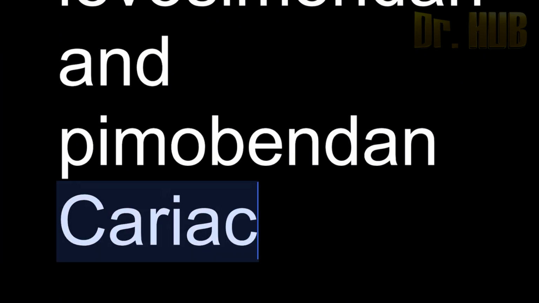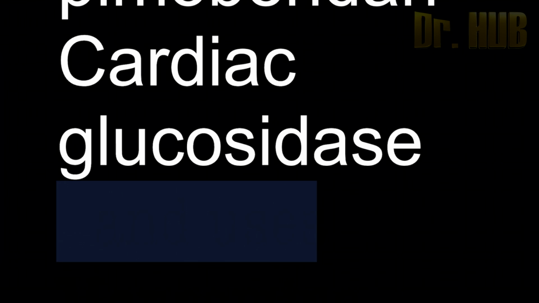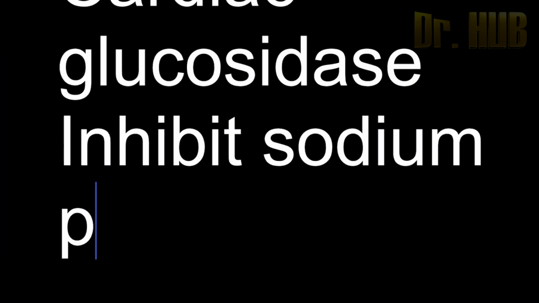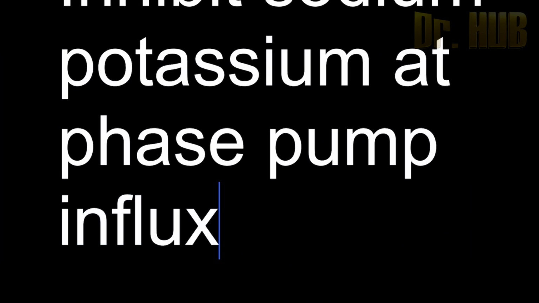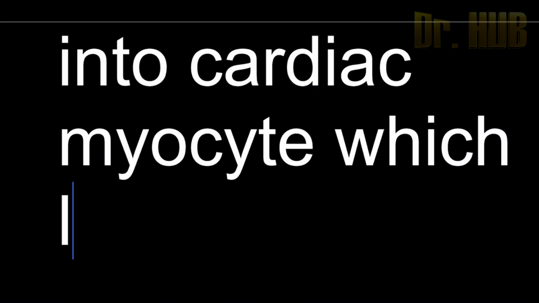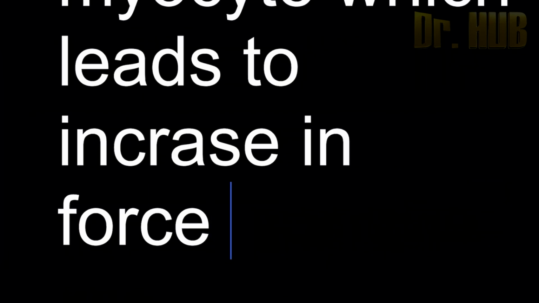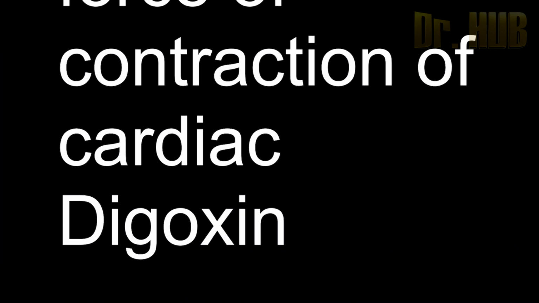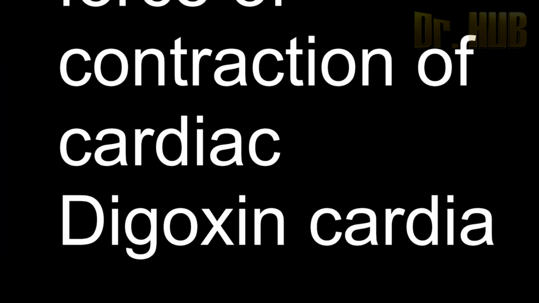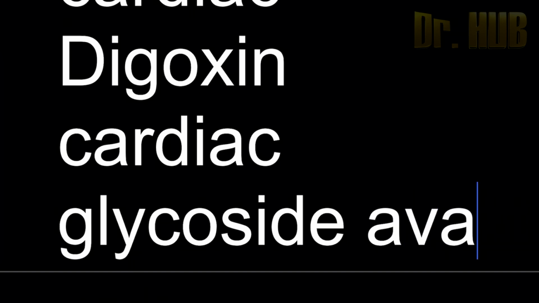Then looking at the cardiac glycosides, these inhibit the sodium potassium ATPase pump. So it leads to an influx of calcium ions into the cardiac myocyte, which leads to an increase in the force of contraction of the cardiac muscle. Next is digoxin. It is the only cardiac glycoside available.